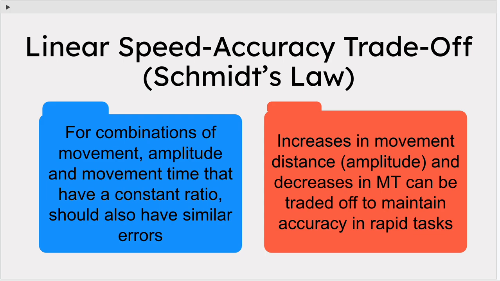So an increase in movement distance or amplitude and a decrease in movement time can be traded off to maintain accuracy in rapid tasks. Also, the other way, a decrease in amplitude and an increase in movement time can be traded off to maintain the accuracy.